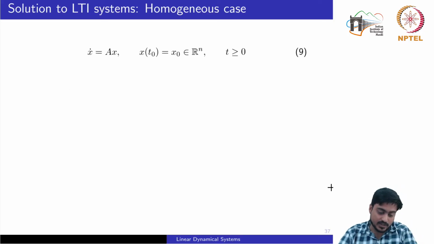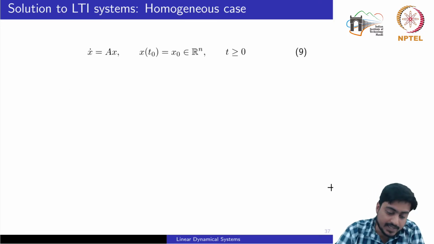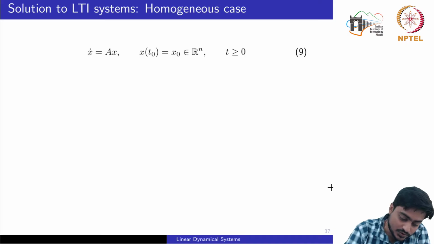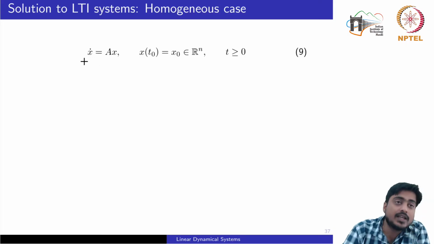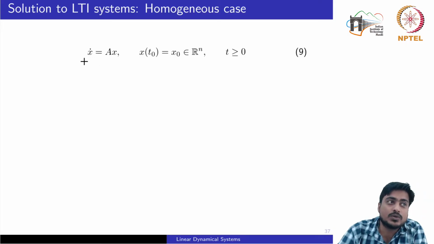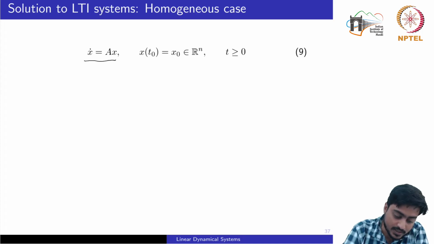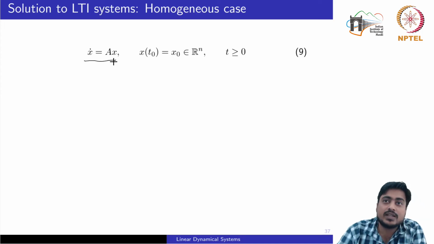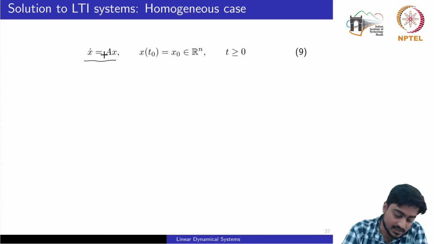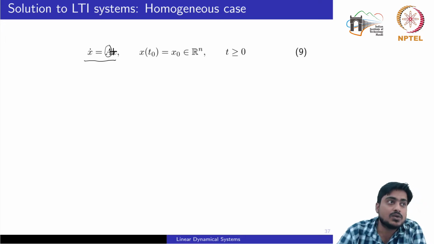So proceeding with the LTI systems in a similar way to what we had done for the time varying systems, first we consider the homogeneous case, where we said explicitly that u is equal to 0. Now we are considering only this part. The only difference between the time varying case and the time invariant case is that here the state matrix, this A, is now a constant matrix.